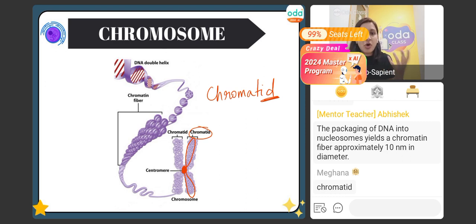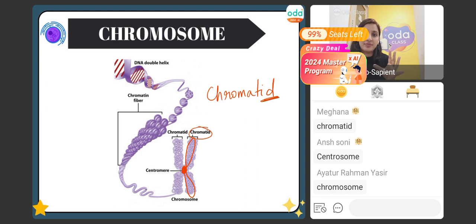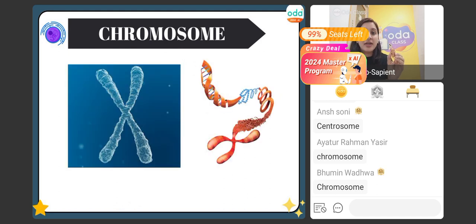What is this chrome? Chrome means color. It can bind to stains and give color. Okay, so that is why it is called chromosome, because it can bind to colors and dyes. Understood, students? Is this clear?